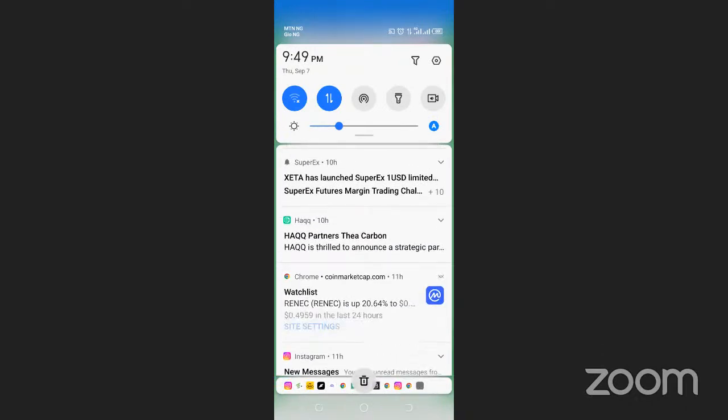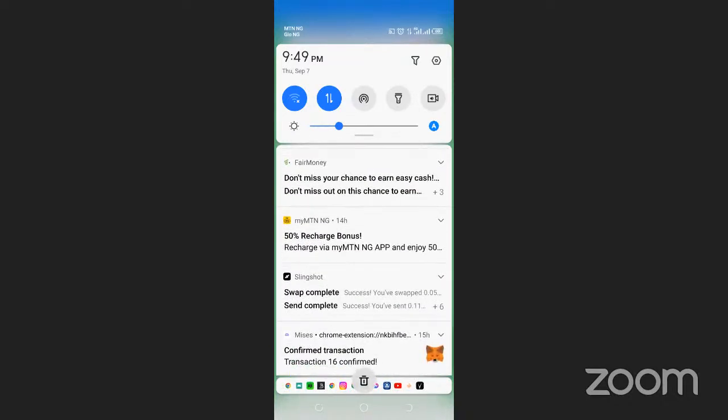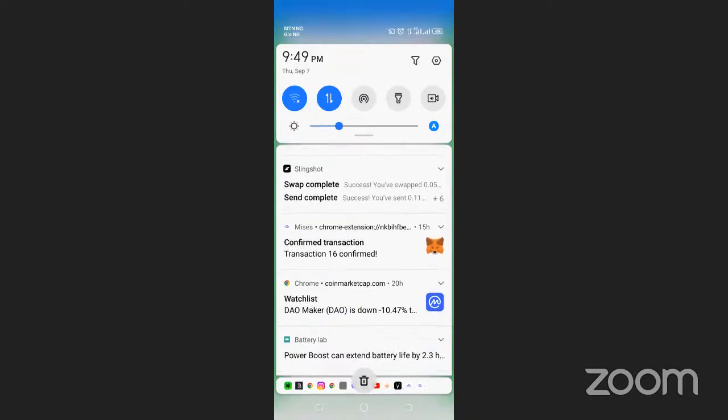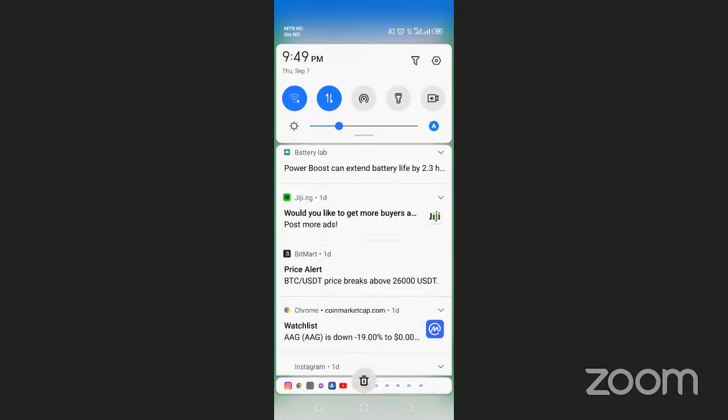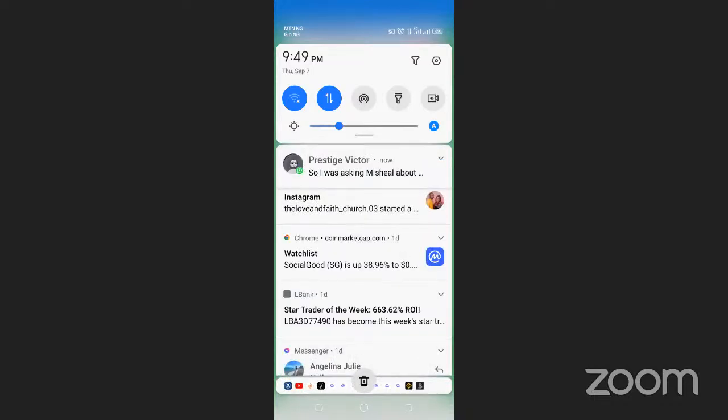Okay, look at this one. Renek went up 20%. I get notified, so in case I want to take profit, I can go and take profit. Look at this one. Dow went down 10.47%. Once you get notified of a sharp drop in a coin, you simply go and buy it. Or first, you can go to their community, their Telegram, their Twitter, and see if there's any news. If it's big bad news, you can actually go and short the coin, because it will go deeper. You'll be among the first to know, and you can make the best of such opportunities.